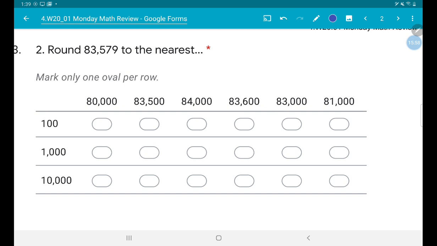You go to the tens. I go to the tens. And that 7 tells it to go up. So I'm going to have 83,600. All right.